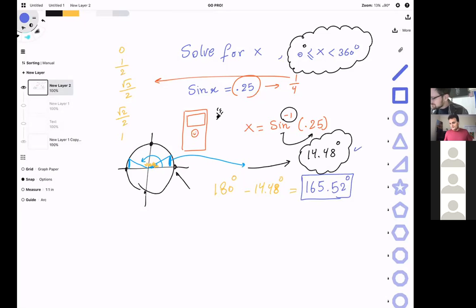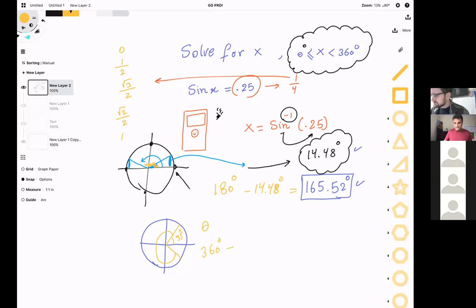So we got two solutions. This is for the sine. For the sine, we subtract from 180. But for the cosine, if we got one angle, for example 35 degrees, another one will be 360 minus theta. One of them is theta, another one will be 360 degrees minus theta. This is going to be for the cosine.